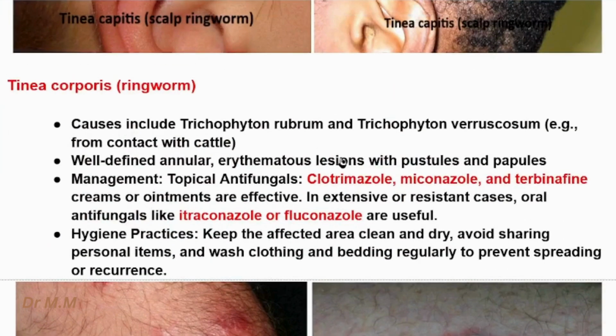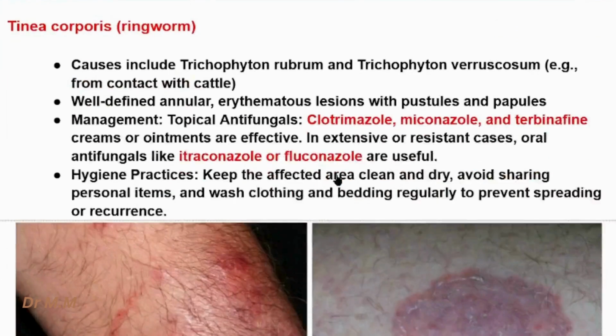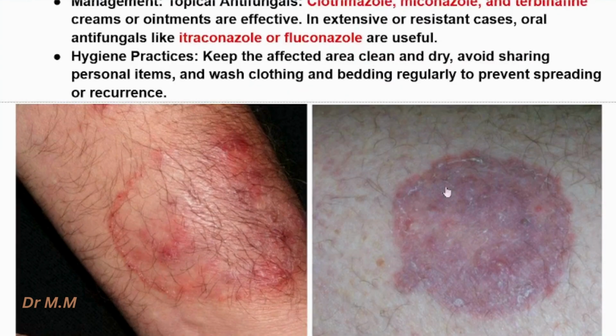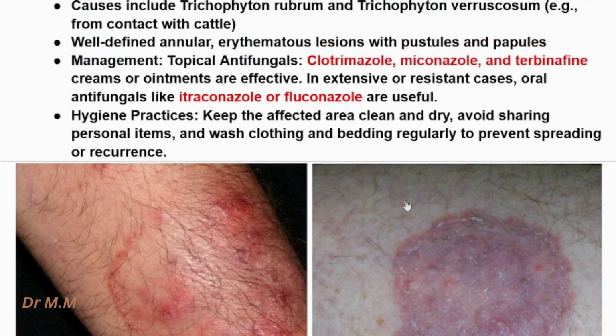Causes include Trichophyton rubrum and Trichophyton verrucosum, for example from contact with cattle. We can see well-defined annular erythematous lesions with pustules and papules. Here we can see a well-defined border also in this patient with Tinea Corporis.